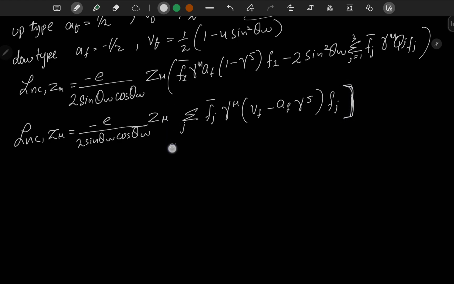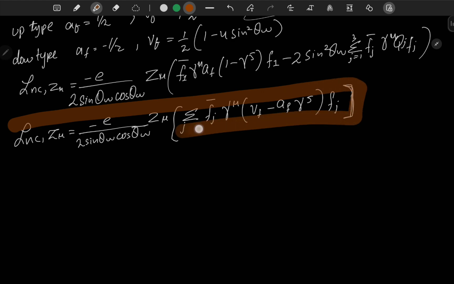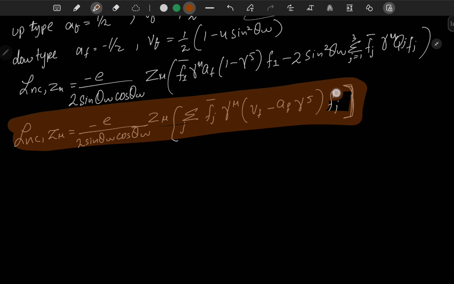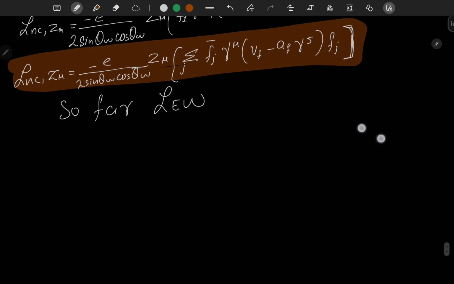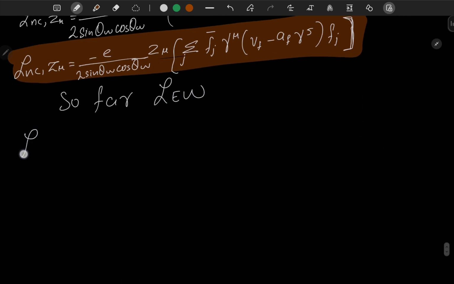Beautiful. Okay, so finally I can highlight it. This is the neutral current term mediated by the Z boson. So far, here is how the Lagrangian for Electroweak looks now.